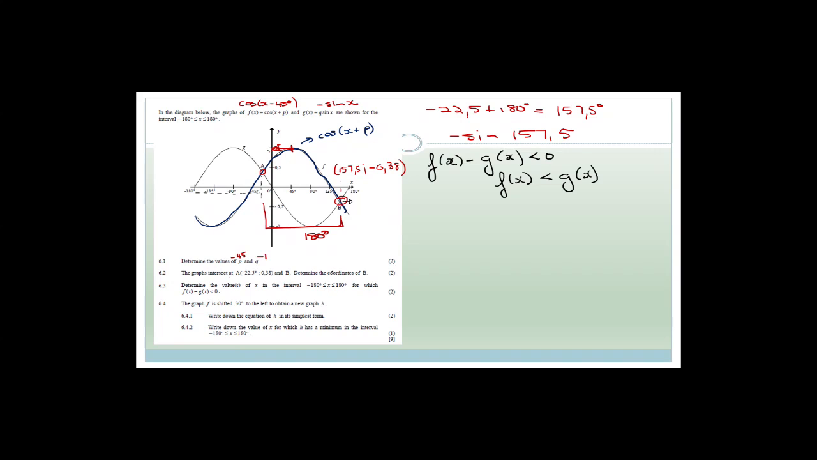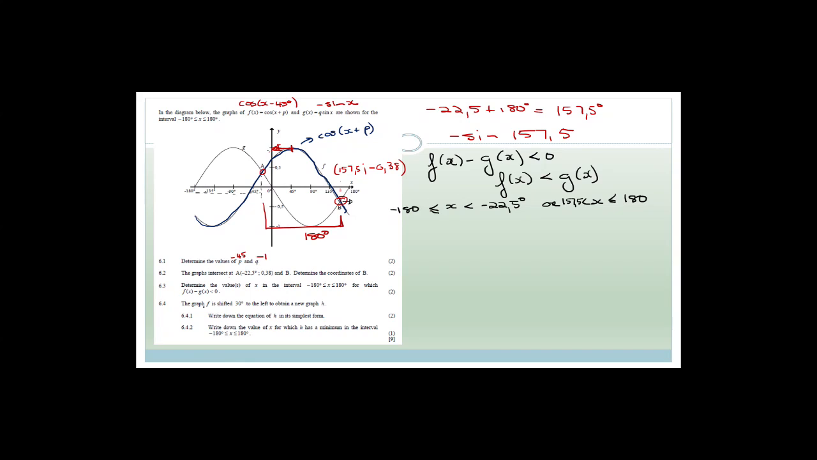So therefore, the values of x are going to be: x is smaller than this value here, which is minus 22.5 degrees, and greater than or equal to negative 180, or x is smaller than or equal to 180 and greater than, what is this, 157.5. Please note that this isn't an equal to, neither is that, because those two points are actually equal to each other. So it's not smaller than, they're equal.